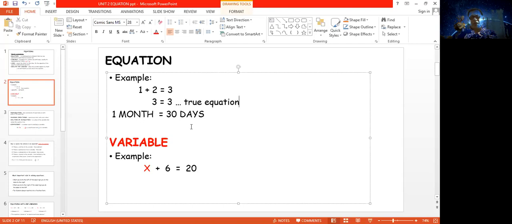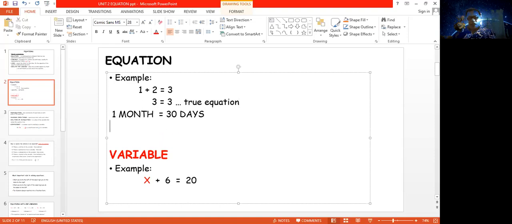Or 1 month is equal to 30 days. This is also true, because we know that in 1 month there are approximately 30 days. So it could be written like this: 1 month equals 30 days. This is an example of an equation.